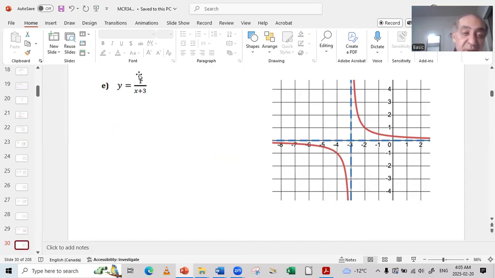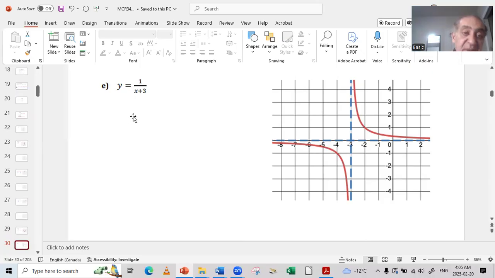Y will equal 1 divided by x plus 3. In this, I say that x will never equal -3. Why? Because if x equals -3, -3 plus 3 will be 0. 1 divided by 0 will give me infinity. So this will be impossible, no solution here. So x can be any number, but not -3.